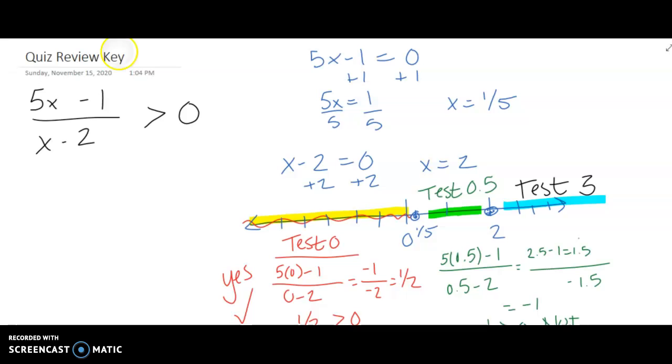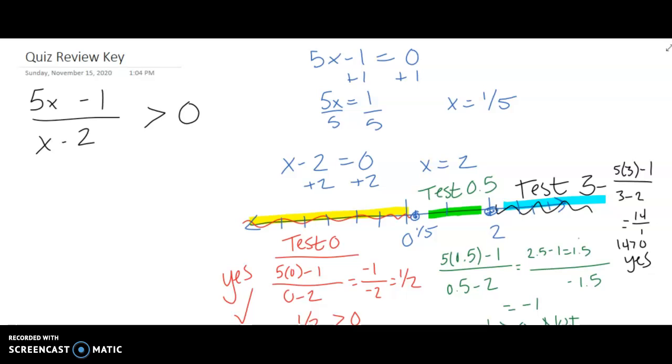Then we're going to go on and test 3. So we've got 5 times 3 minus 1 over 3 minus 2. And you get 15 minus 1, 14 over 1, which is 14 is bigger than 0. So this section is also a portion.